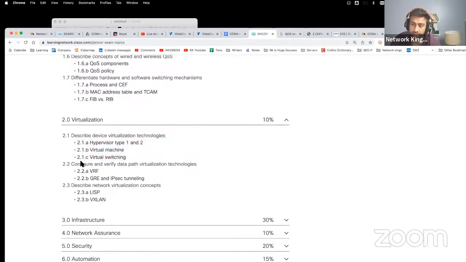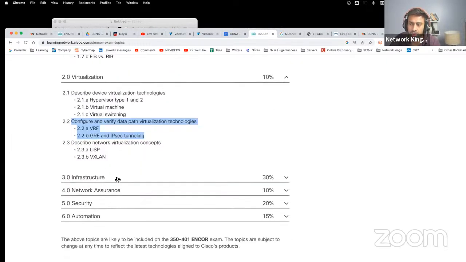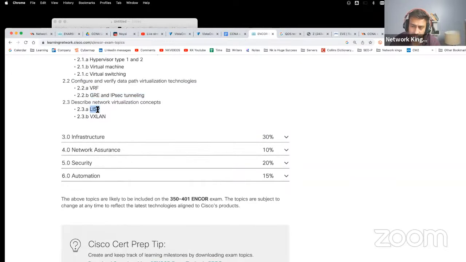So what will we do in this? In virtualization, I'm going to show you how to install VMware ESXi. I will teach you ESXi in this. And then we will learn about VRF, GRE, and again a little bit of IPsec. These topics are also in NRC, where we have learned about GRE and all. Here there is also LISP protocol and VXLAN.